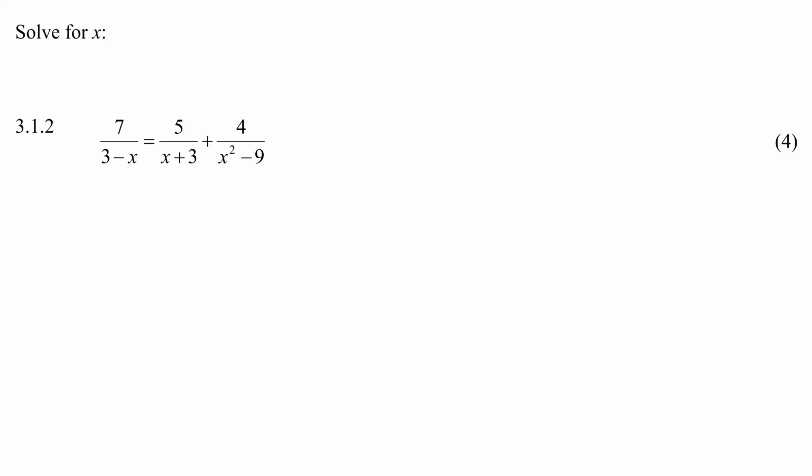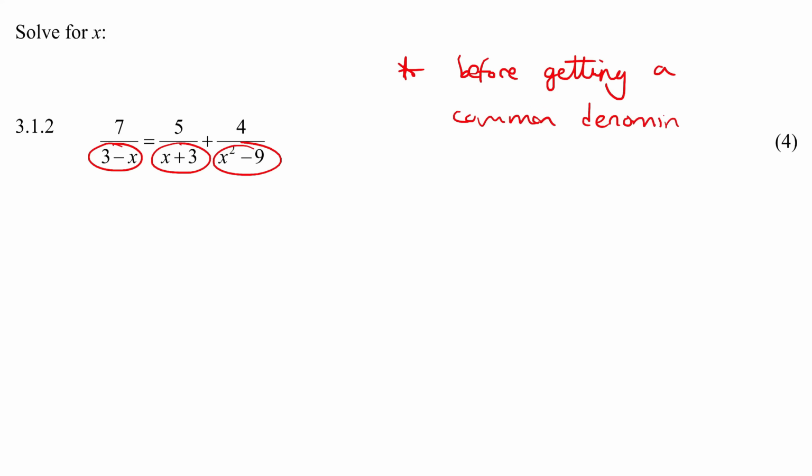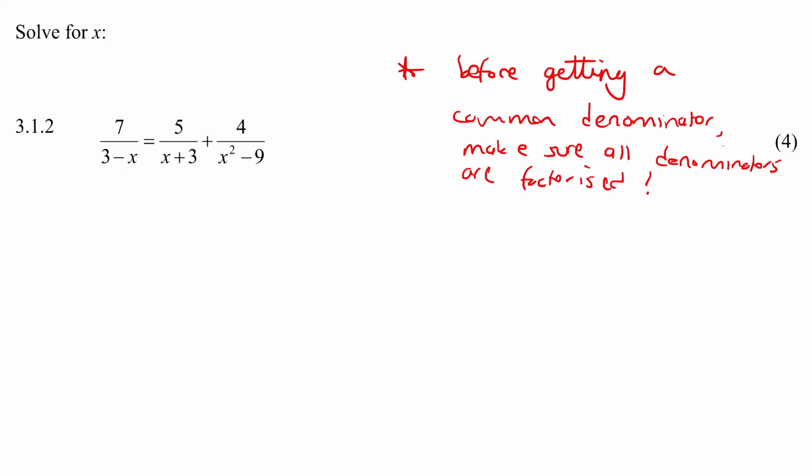The first thing I notice in this question is that we have fractions, and so we're going to have to get common denominators. But before you get a common denominator, make sure all of the denominators are factorized, okay? Before getting a common denominator, make sure all denominators are factorized. Okay. So I can't factorize this, I can't factorize this, but I can definitely factorize that.